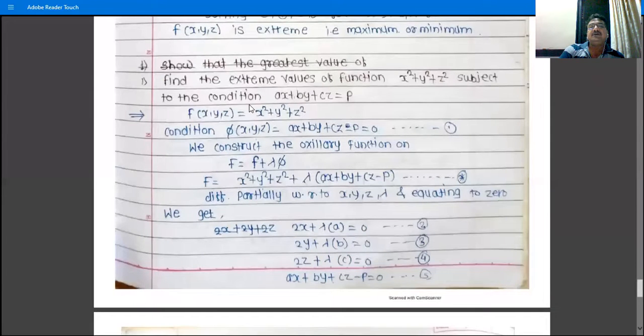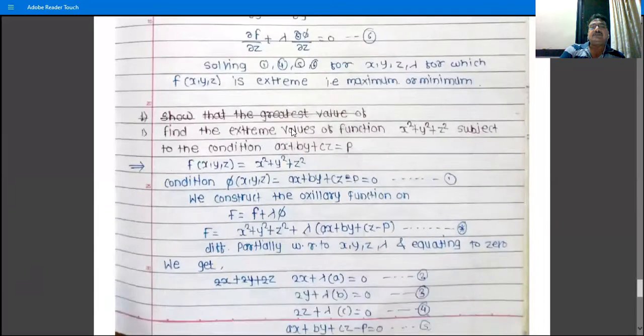Now the actual problem of this method, the extreme values of a three variable function: find the extreme value of the function x square plus y square plus z square. Denote this function as f(x,y,z), subject to the condition or constraint ax + by + cz = p. So we are given one three variable function and one condition. This is the problem on Lagrange's method of undetermined coefficients.